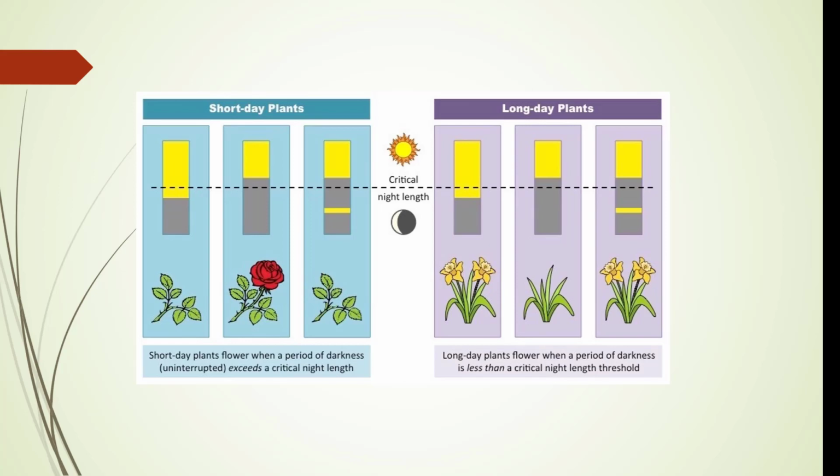So short day plants are on the left here. You can see when you've got the short day in the middle, you actually have flower. The yellow is the day. When you have too much daylight, it's not going to flower. Or if you have interrupted light, that will cause the flowering to be a problem.